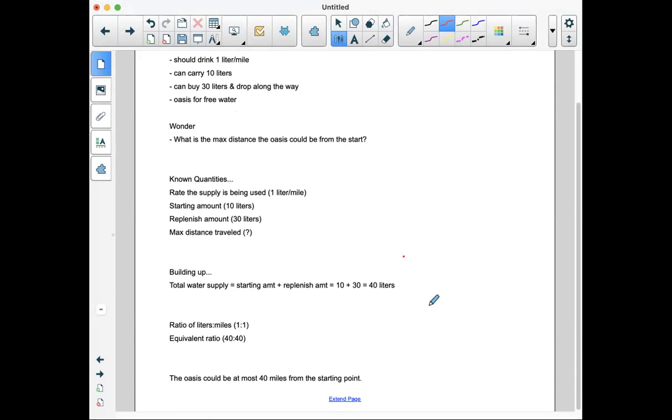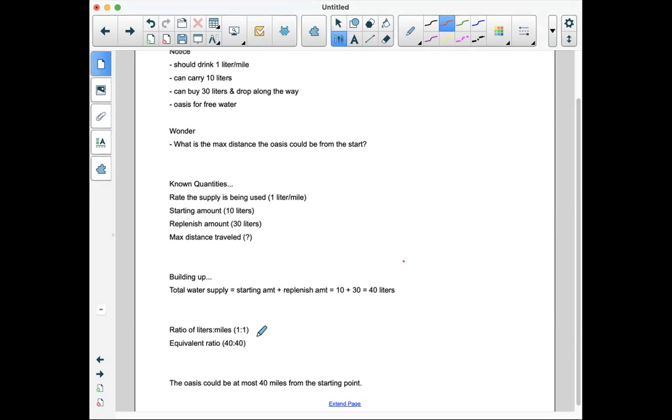So I said the supply is being used at 1 liter per mile. You could also think about that as a negative number, -1 liters per mile, because we're using it. The starting amount is 10 liters. The total replenish amount is 30, and we don't know the max distance we could travel with that. I think this is like the building up idea that was in the article. The total water supply would be the starting amount plus the replenish amount, which is 40. And then thinking about the ratio of liters to miles, the equivalent would be 40 to 40. So 40 miles would be the distance that the oasis could be. I'm not sure if I nailed it with the strategy, but that was the solution I came up with.